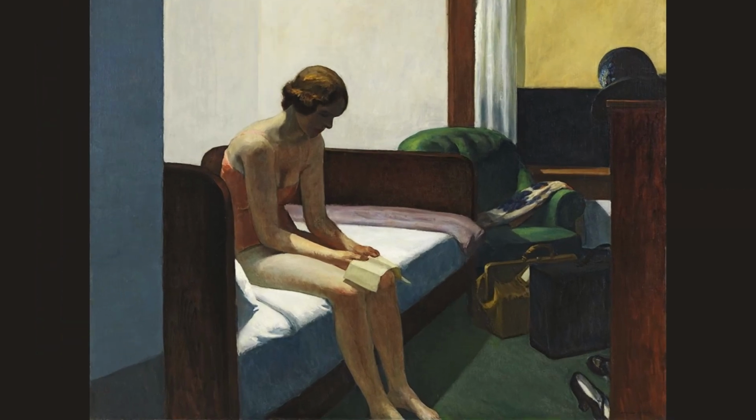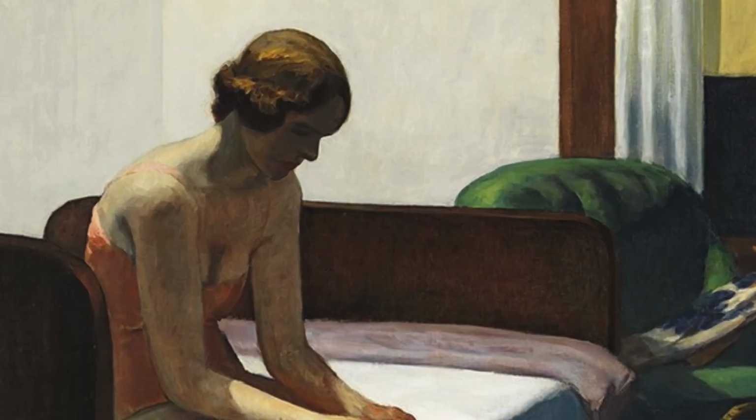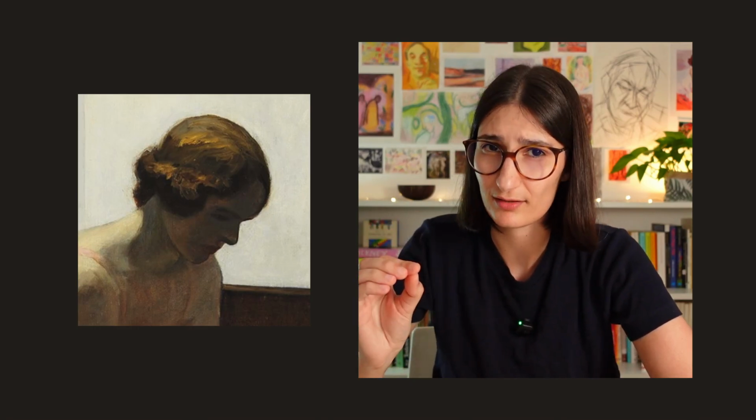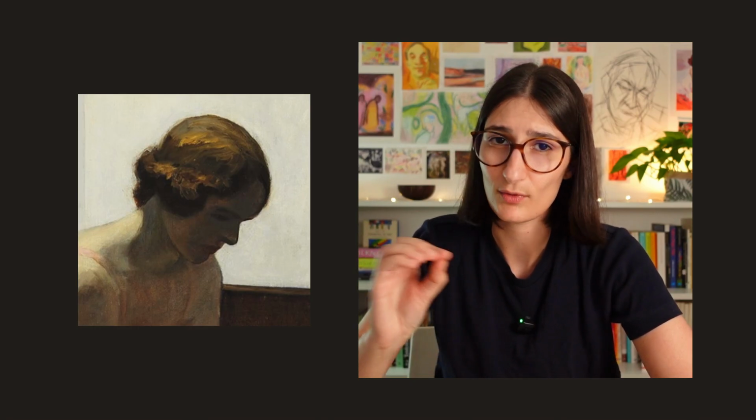The light falls strongly across the woman's exposed shoulders and legs, highlighting her physical vulnerability while casting her face into deep shadow. And this is a very important detail because it blurs her features and transforms her from a specific person that has a certain identity into someone that we cannot recognize, that could be anyone else.